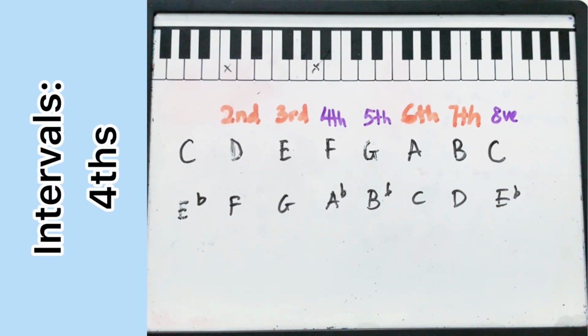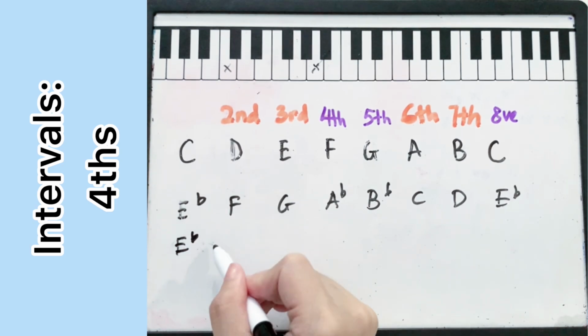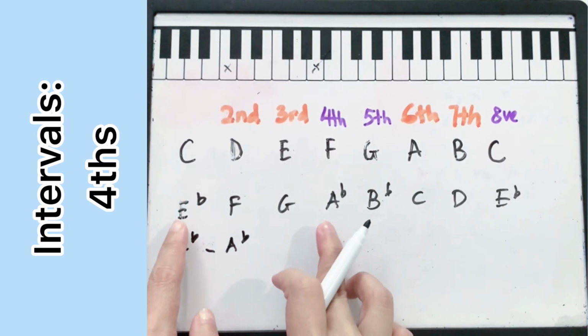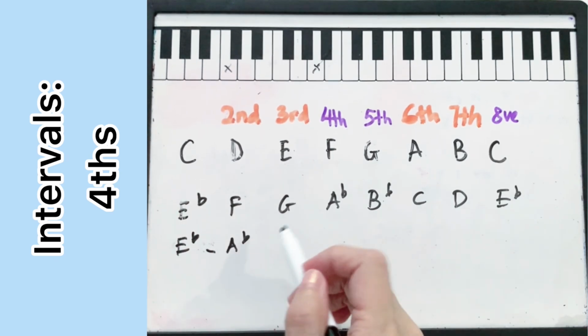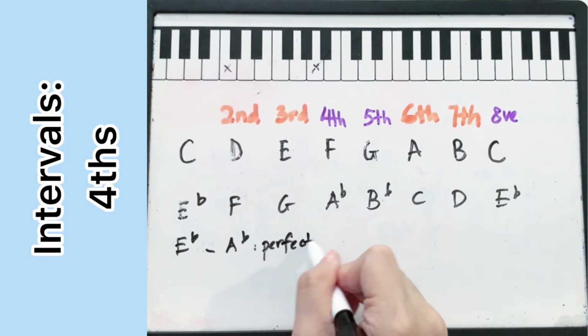Now for a change, let's take a look at the perfect intervals, 4th, 5th, and 8th. I will pick the 4th and the octaves. Okay, let's start with the 4th. So if I have the 4th, back to E flat major scale, right? So E flat to A flat, those are the notes on the scale of E flat major, and that would be a perfect 4th.